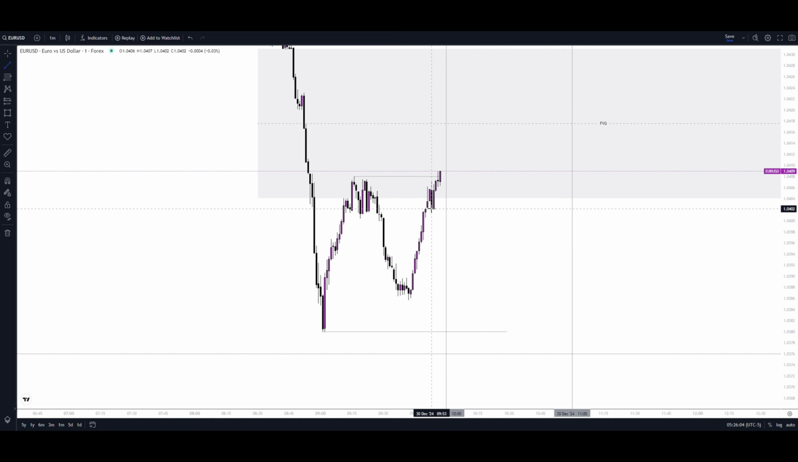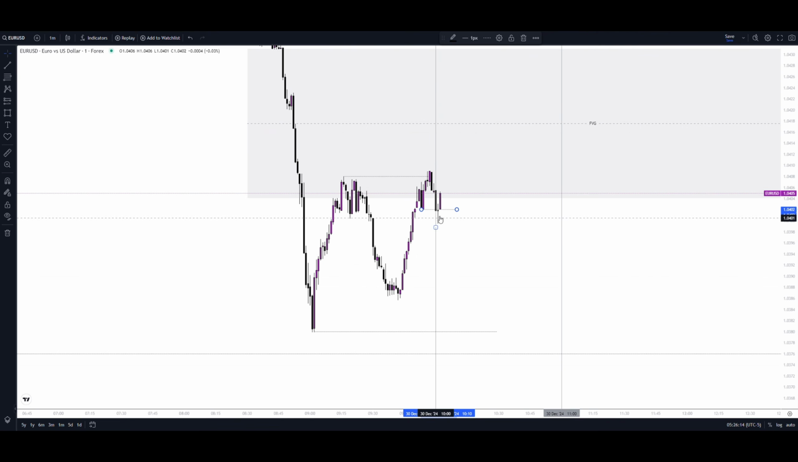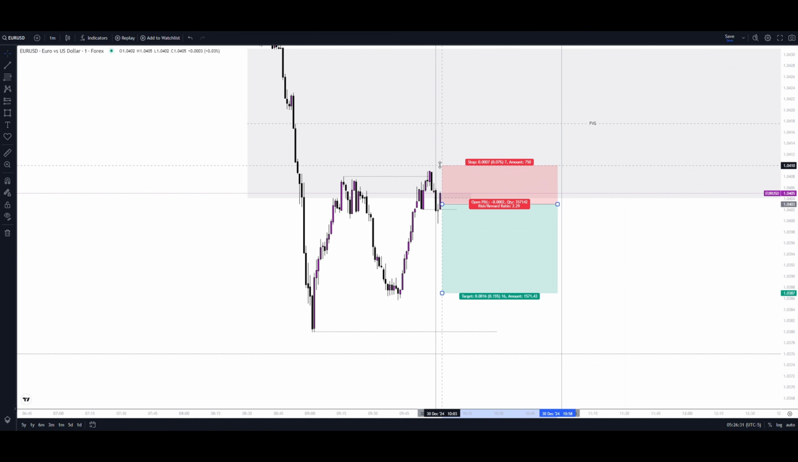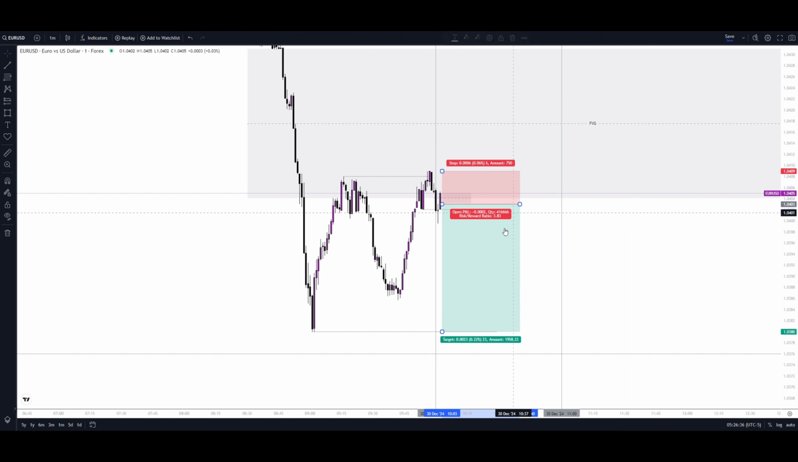Now displacement is equal to fair value gap, right? So we have this swing low. We want to see price trade below it and give us a fair value gap. So let's see. Now if you look at this, we have taken out the swing high with displacement, which is this fair value gap, a little fair value gap. So we would be entering from this fair value gap, and then we would be putting our stop loss above this high, and then we would be looking for this low or this low.